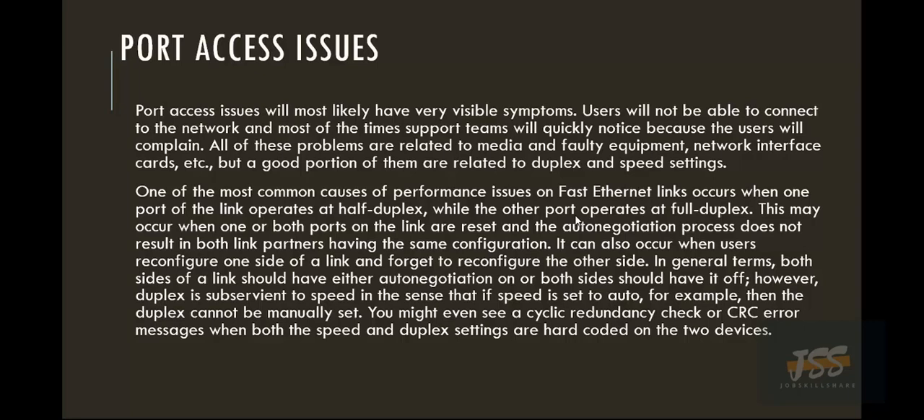So it might happen that one of your switches is operating at full duplex and the other is operating at half duplex. So this could result in the problem. This may occur when one or both ports on the link are reset and the auto negotiation process does not result in both the links operating at the same configuration. So in general, both sides should have the same duplex setting, or they should have either auto negotiation or the same setting on both sides. You might also see CRC error messages when both the speed and duplex setting are hard coded into the device. So you have to ensure that speed and duplex setting is very important in this regard.